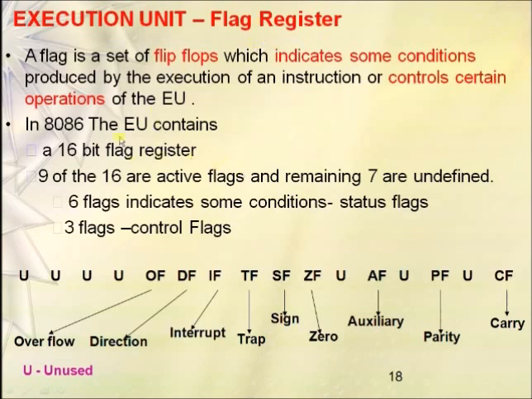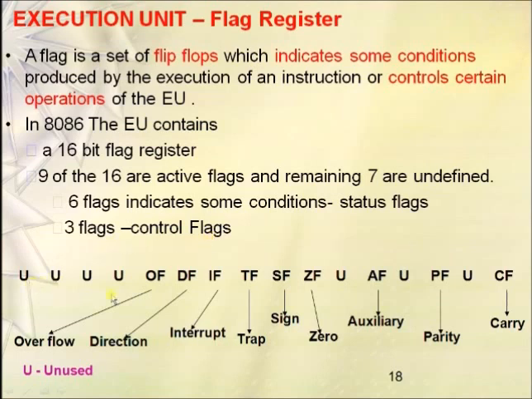Now it is a 16-bit register, but out of these 16 bits, only 9 bits are active, which is nothing but only 9 bits are used, and the remaining 7 bits are undefined, which is nothing but they are reserved for future purposes. Now these 9 flags are classified into two more groups, that is status flags and control flags. Status flags represent the status of the processor, and control flags, as the name says, control some of the operations carried out by the processor.